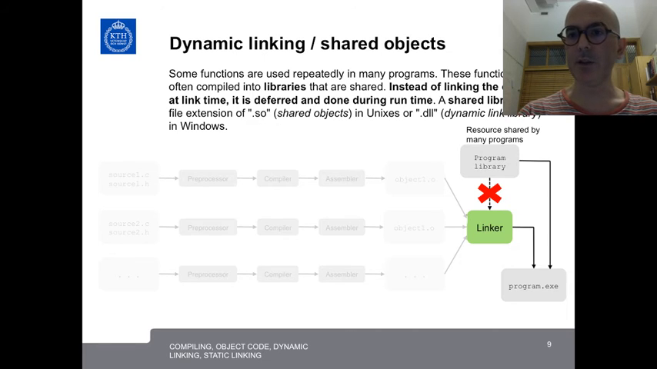The second kind of library is dynamic, also called shared library. Differently from static linking, the programming libraries are not combined at link time. So in this slide, we have a red cross between our library and the linker. Dynamic and shared libraries have extension .so on Linux and OS X systems, while they have extension .dll on Windows systems.